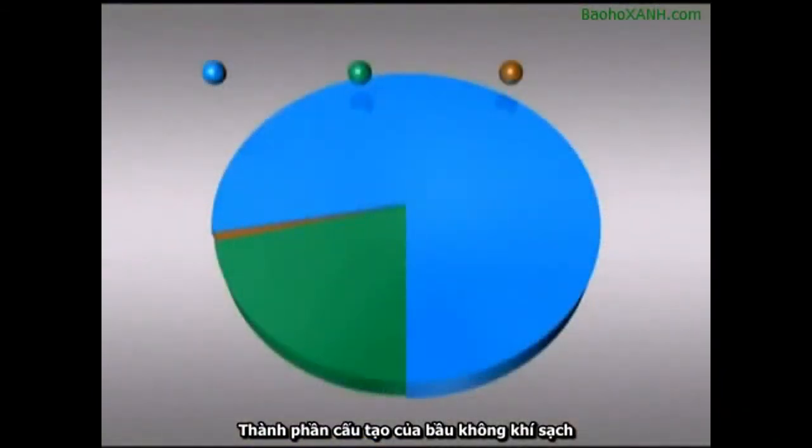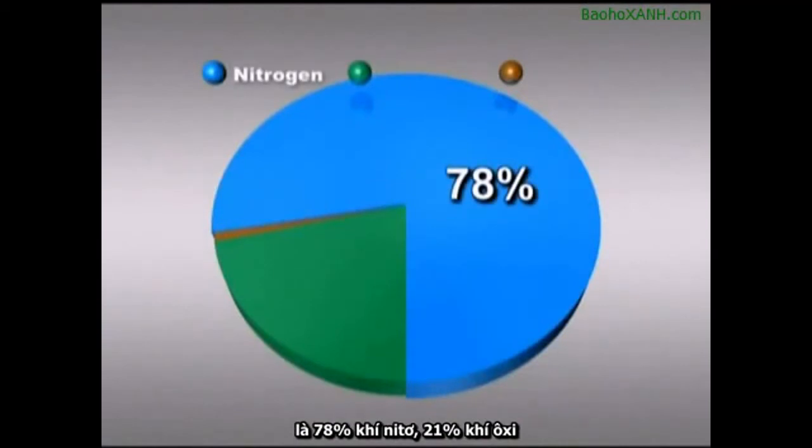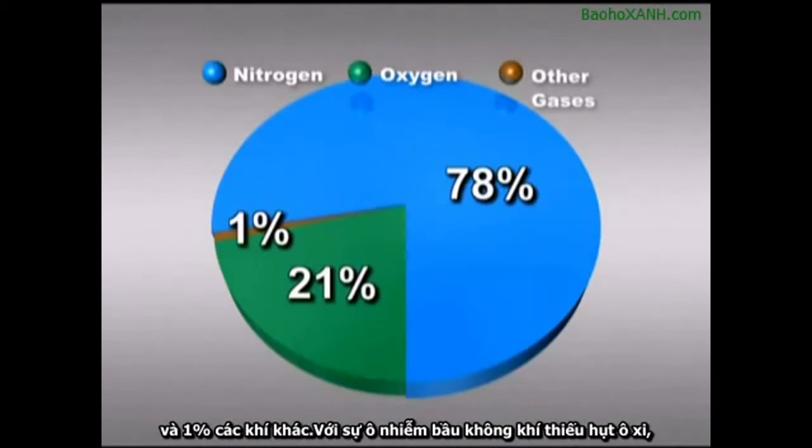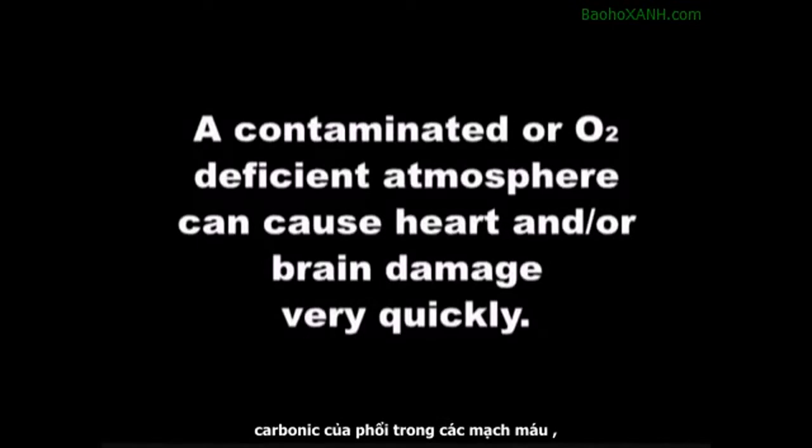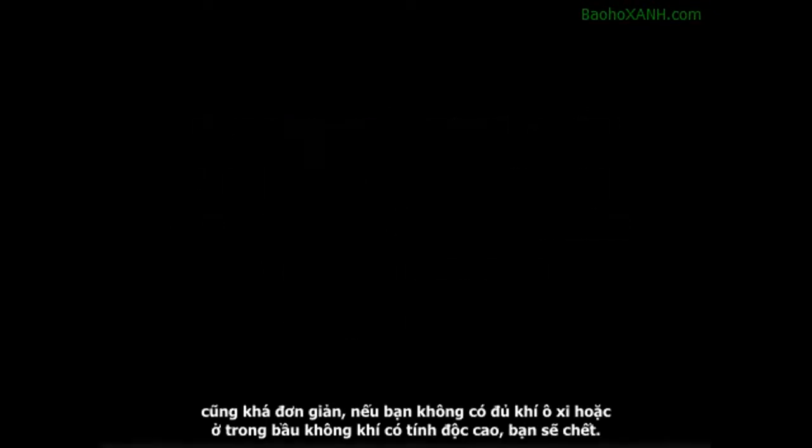The composition of clean air is 78% nitrogen, 21% oxygen, and 1% of other gases. In a contaminated or oxygen-deficient atmosphere, a change in balance can affect the lungs' ability to transfer the oxygen and carbon dioxide to and from the bloodstream. Quite simply, if you don't get enough oxygen or you inhale highly toxic air, you die.